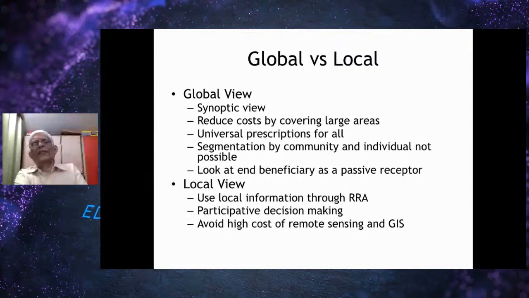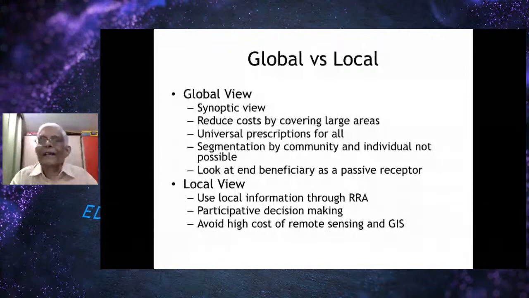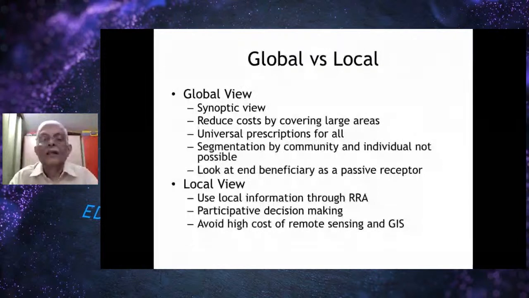all the applications that you see today are essentially global, right? Because you get a synoptic view. What's a synoptic view? You can see a large region in the same picture, right? So that reduces the cost of your data collection. But the problem is that this starts giving you a universal prescription. And you cannot segment it by community requirements or even individual requirements.